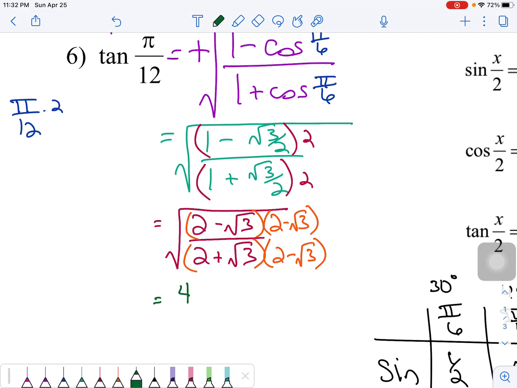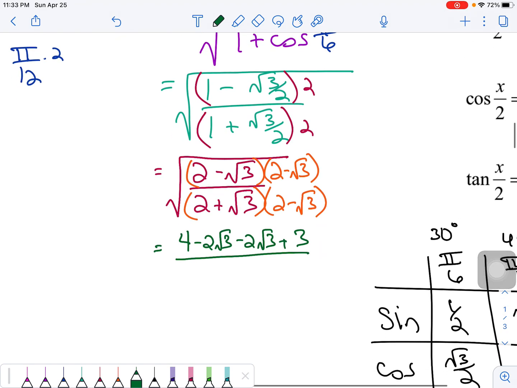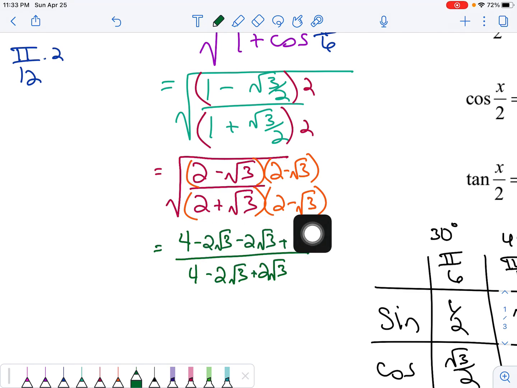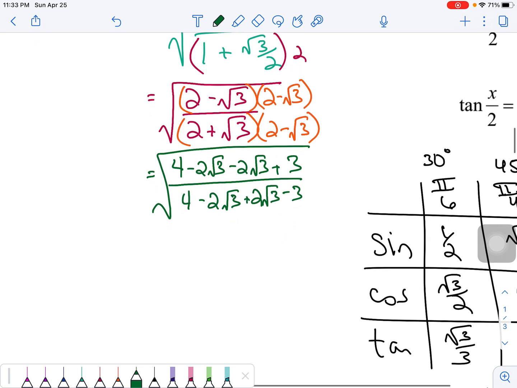We've got to distribute. So 4 minus 2 root 3 minus 2 root 3 minus, nope, I lied, it's going to be a plus. Negative times negative is a positive. Root 3 times root 3 just becomes 3. All over, and I'm going to do the same thing to the denominator. So 4 minus 2 root 3 plus 2 root 3. Now I've got positive root 3 and negative root 3, so that's going to become negative 3. And do not lose that radical. That big radical that we had stays.